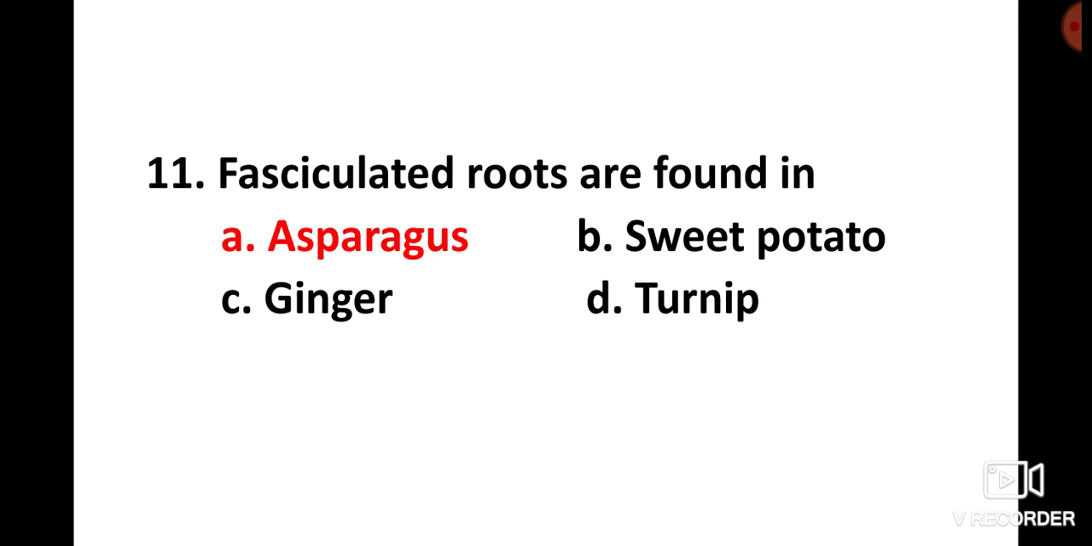Question number 11. Fasciculated roots are found in. Right answer is A, asparagus. Fasciculated roots are found in asparagus. Fasciculated roots means bunches of storage roots or cluster of storage roots found in asparagus.